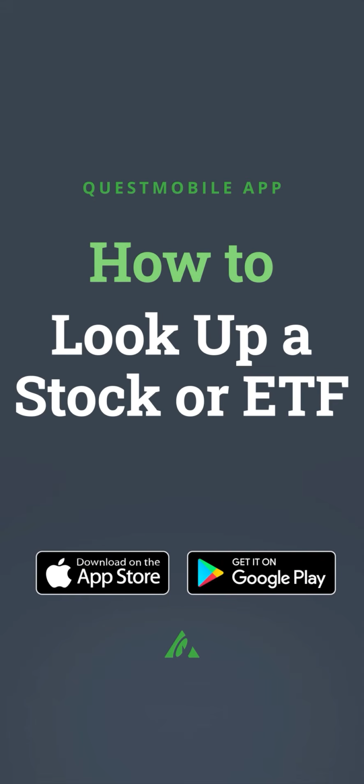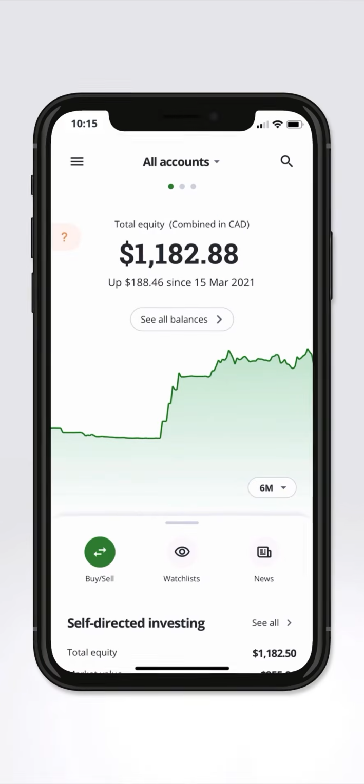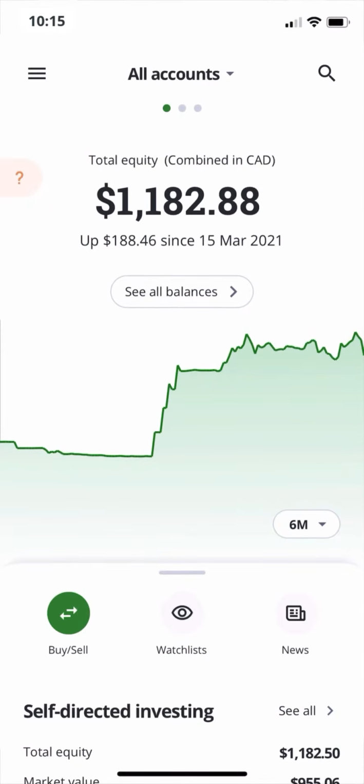Welcome to Questrade. In this video, we'll show you how to look up a stock or ETF on QuestMobile and how to read some of the key information that helps you understand how the stock is performing. Looking up a stock symbol on QuestMobile is easy.